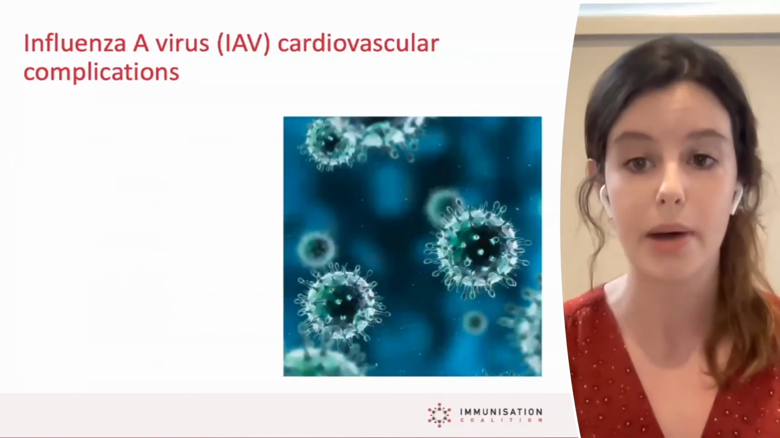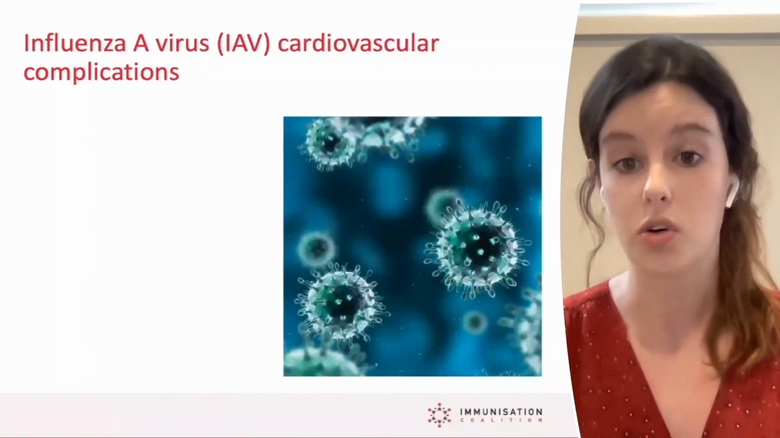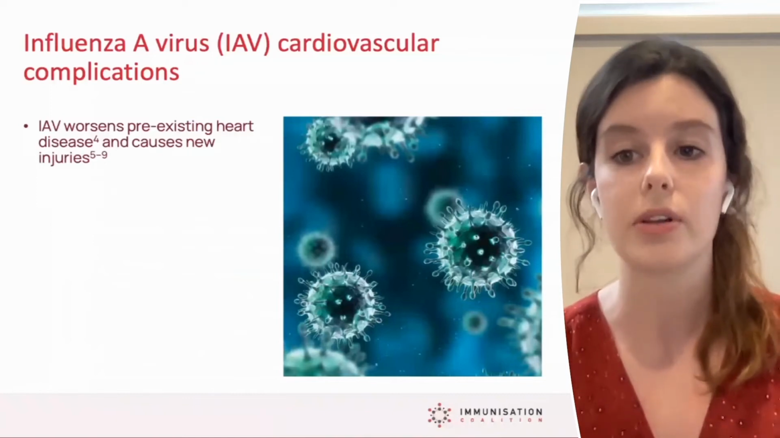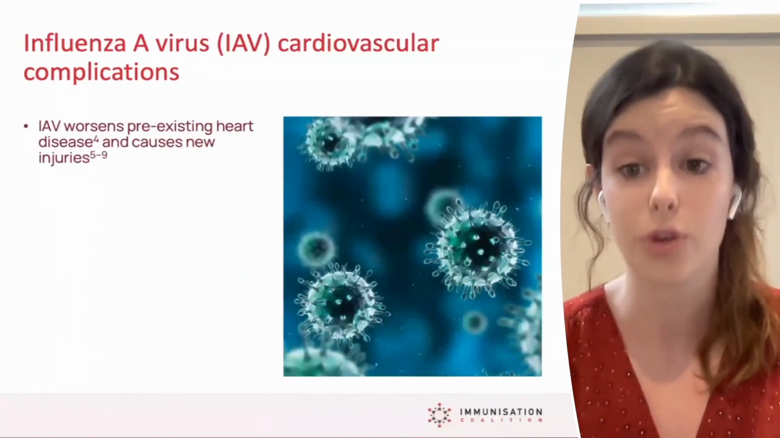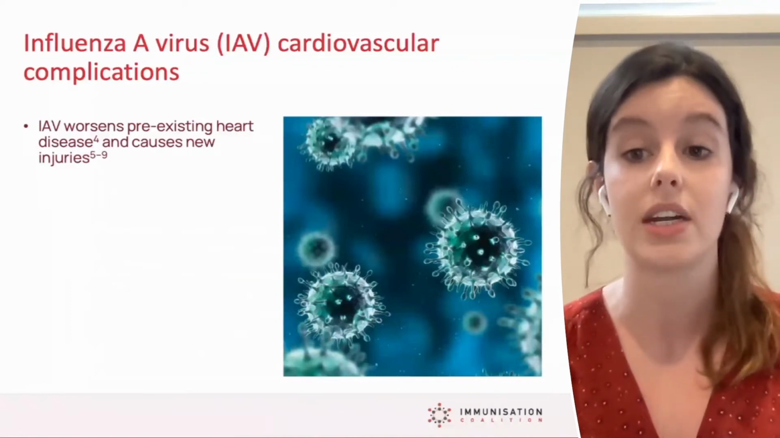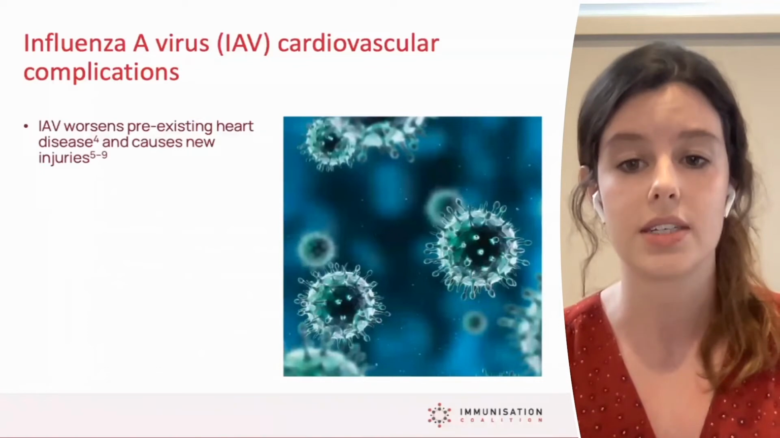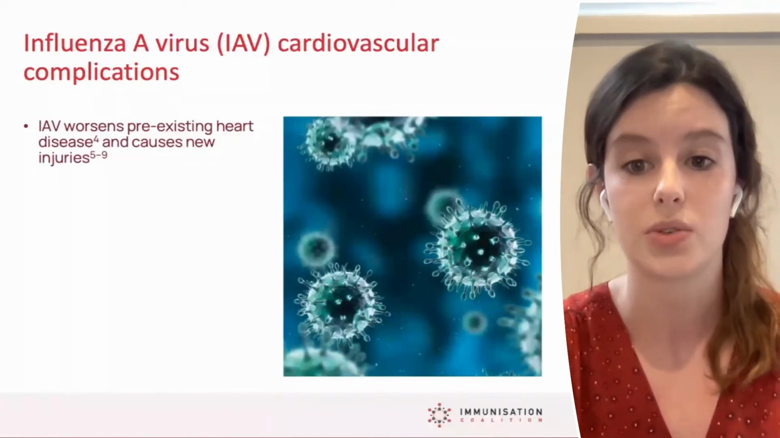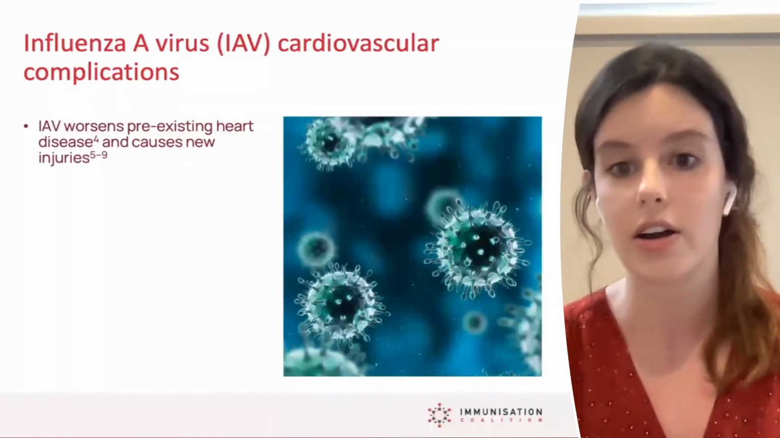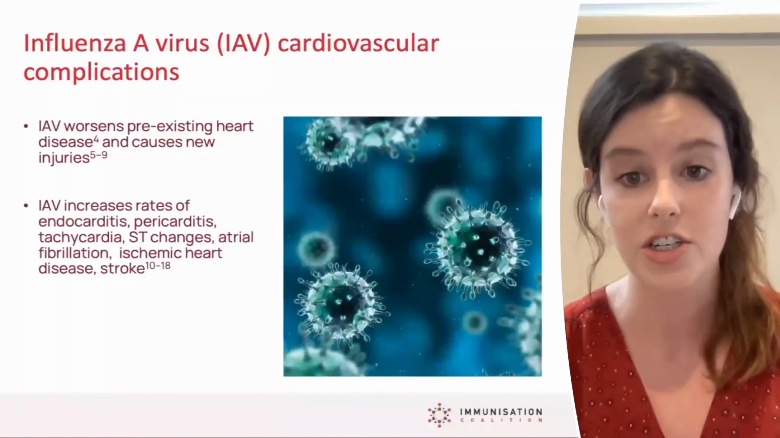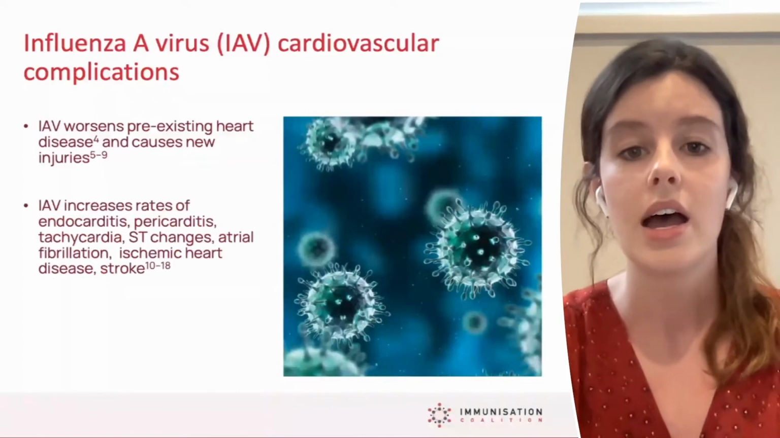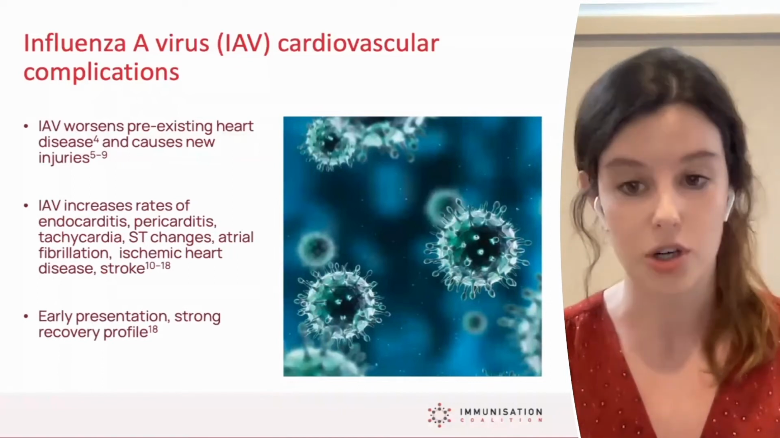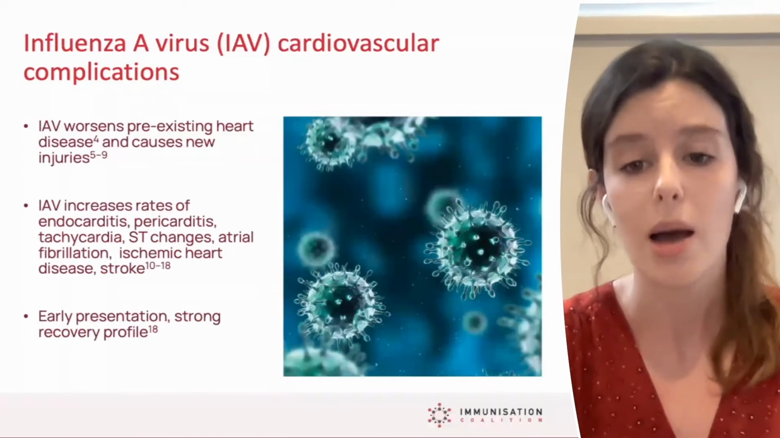Though predominantly a respiratory pathogen, influenza A virus can not only worsen long-term medical complications like congestive heart failure, but also catalyze de novo cardiac injury, with hospital admissions for acute myocardial infarction increasing 6-fold in patients who have been diagnosed with influenza in the preceding week. Similarly, autopsy reports indicate myocardial injury to occur in 69% of fatal influenza cases. Infection has also been associated with increases in rates of endocarditis, pericarditis, tachycardia, ST changes, atrial fibrillation, ischemic heart disease, and stroke. Most of these complications are detected within 6 to 14 days of symptom onset and are reversible in the vast majority of discharged patients, fully resolving within about 1 year of infection.